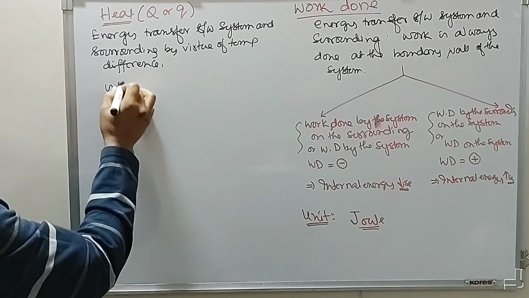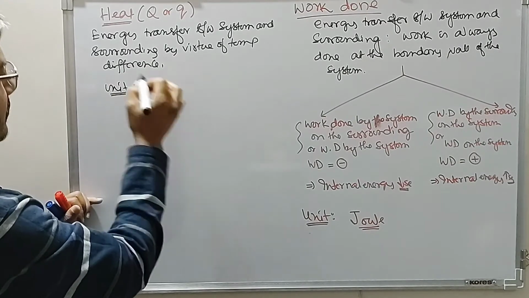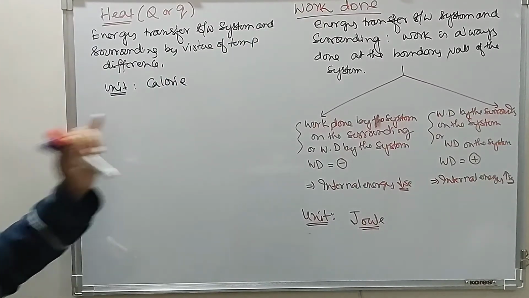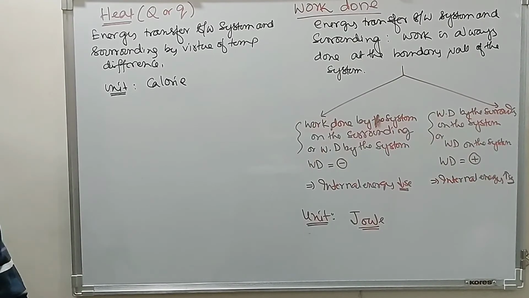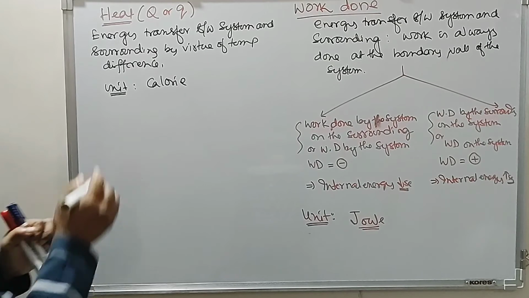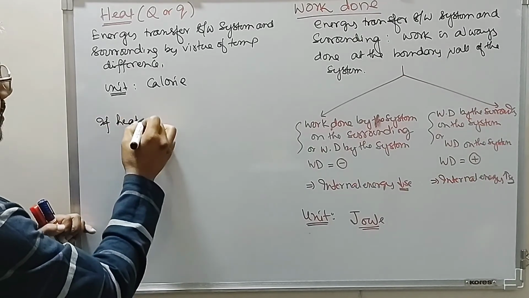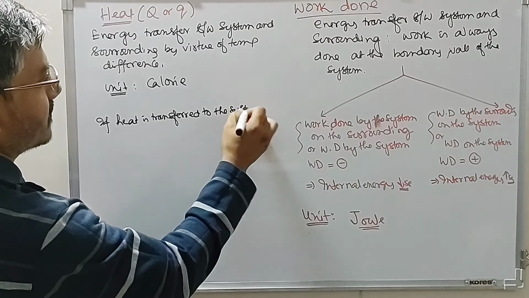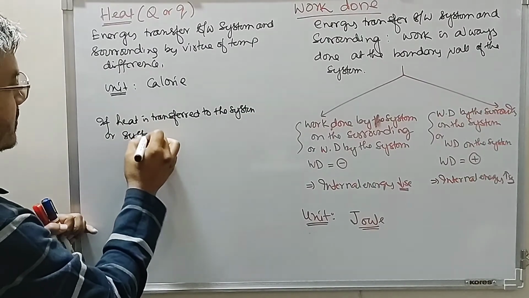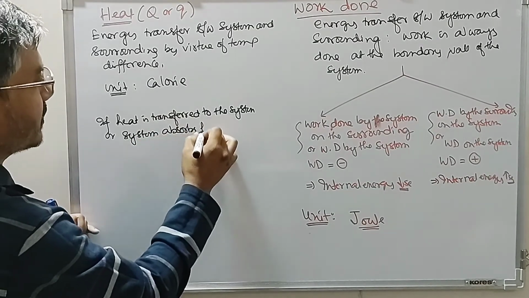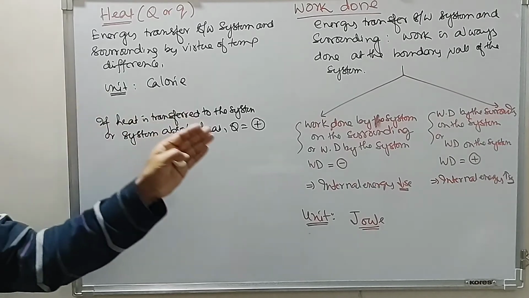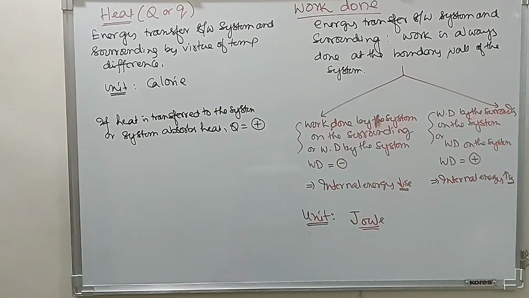Now the unit of heat is conventionally taken as calorie, but calorie is also a unit of work done, though a non-standard unit. So this is heat. Now, if heat is transferred to the system, or the system absorbs heat, internal energy increases, then Q will be considered as positive. So if heat is transferred to the system or the system is absorbing heat, the sign convention will be positive.